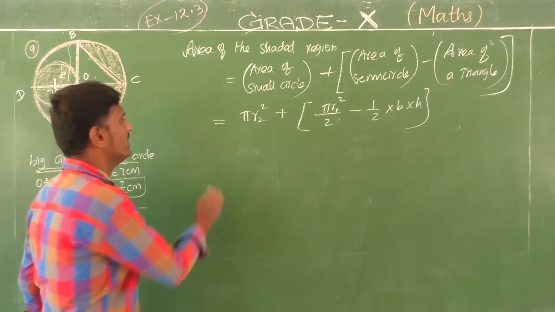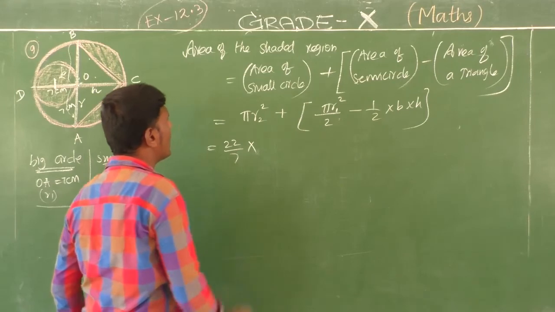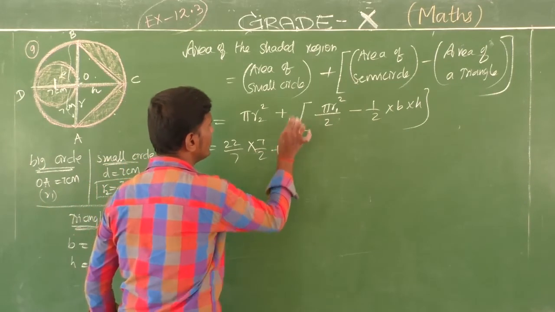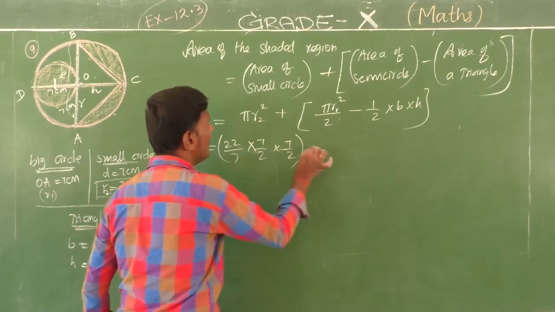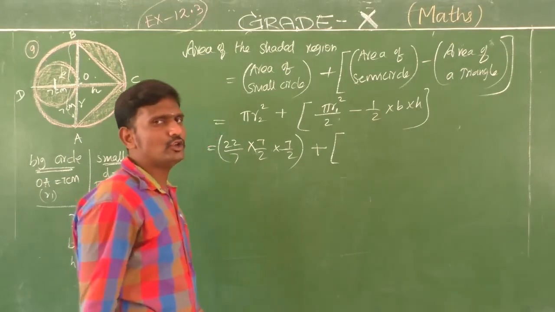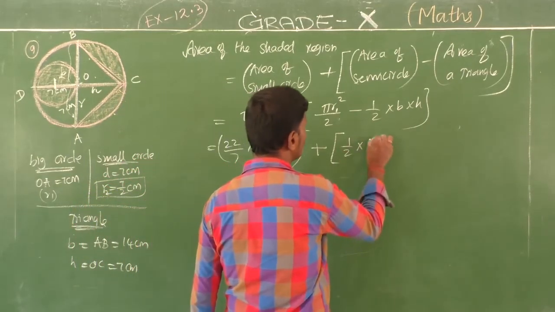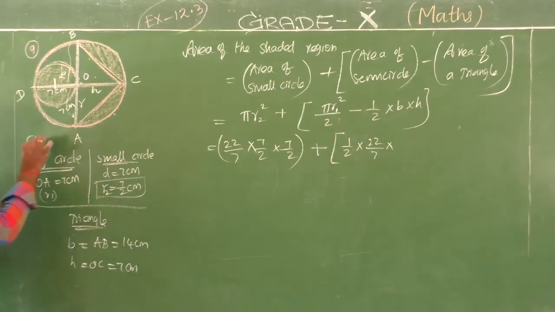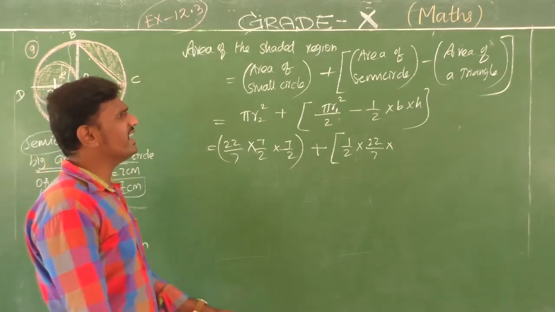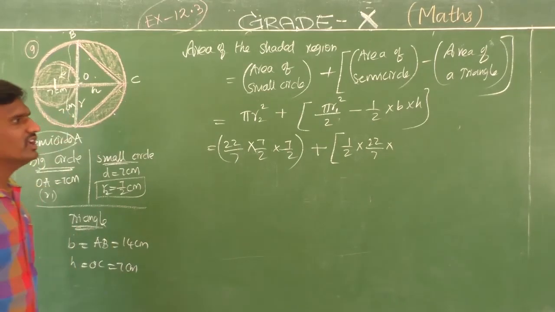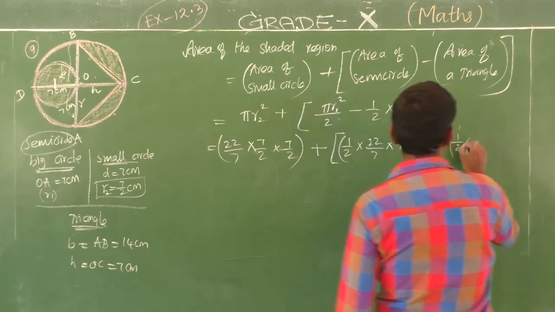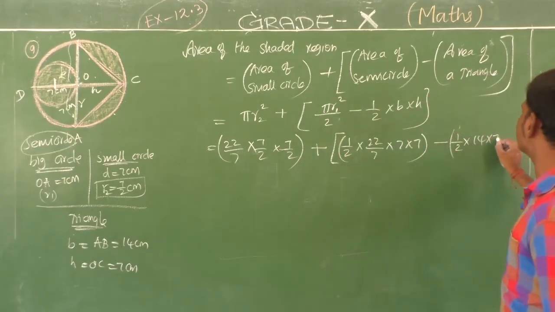Now 22 by 7 into the small circle radius, 7 by 2, so 7 by 2 into 7 by 2, plus pi r square by 2, that is 1 by 2 into 22 by 7 into the radius of the semicircle, that is the big circle. The semicircle radius is 7 centimeter. So 7 into 7, minus half into the base, 14 centimeter, and the height, 7 centimeter.